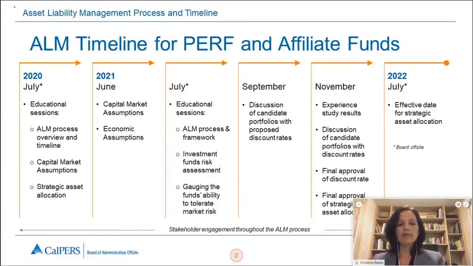The second element of the process is a risk assessment, and that's an evaluation of acceptable risk to take within the investment portfolio based on the unique characteristics of each fund, so PERF and each of the affiliate funds. Examples of some of those characteristics that would have an impact on risk tolerance are the funded status, what cash flows look like in terms of contributions and distributions, what the liability time horizon is, and the maturity of the fund. And risk tolerance will be a topic of great discussion at the board offsite in July of 2021.